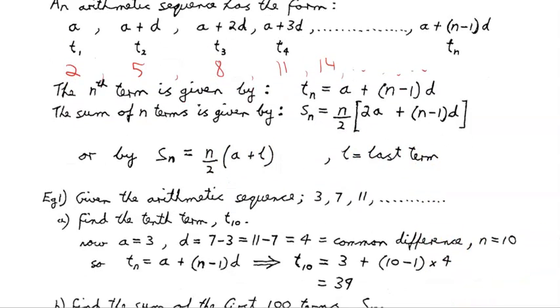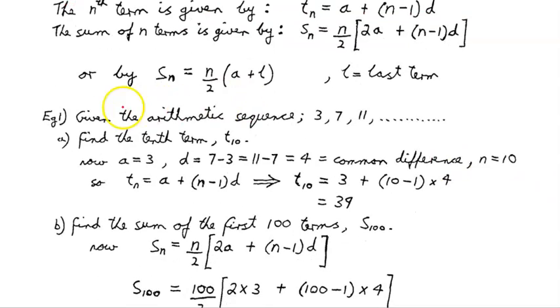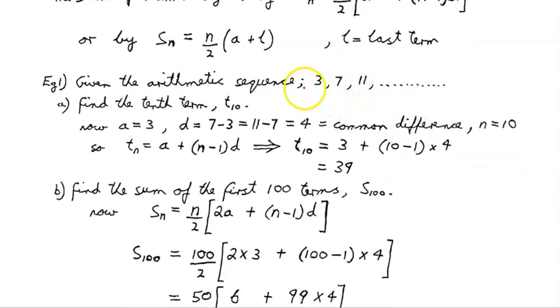Just to make it a little bit more concrete, here's an example. Given the arithmetic sequence 3, 7, 11, we're going up by 4 here. Find the 10th term, T10. The first term, A, is 3. The common difference is 7 minus 3, or 11 minus 7. The common difference is the same throughout, as you can check with a couple of terms. The common difference is 4.